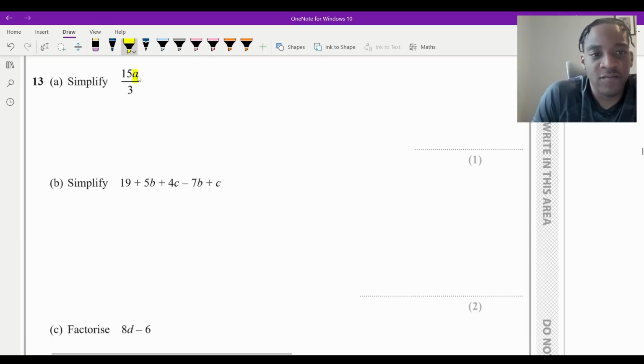So we've got an a here, right? And then I've got 15 divided by 3. What you want to do is work out what that is. 15 divided by 3 is just equal to 5. So therefore, that there will simplify to 5.